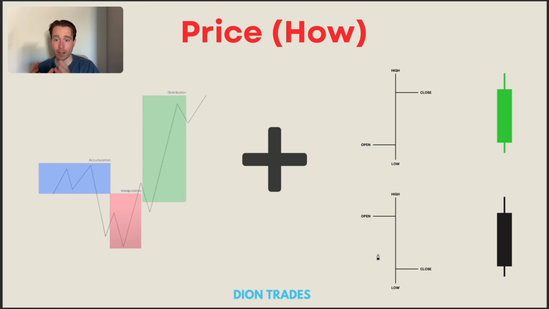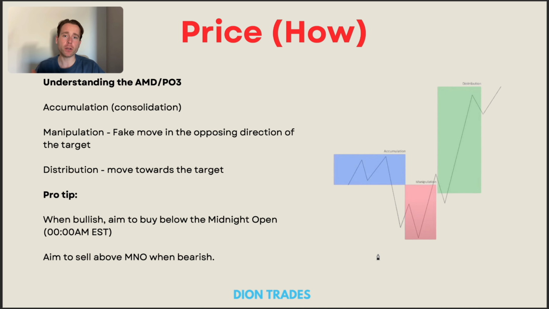One, on the left side, is the AMD: accumulation, manipulation, distribution, the power of three, the Judas swings. It has many fancy names, it's all the same. And you need to understand the simple structure of a candle: the open, low, high, close. If we dive deeper, starting with the AMD, the accumulation is right here in the blue zone. Price does nothing. On an intraday basis, that's most of the time the Asian session.